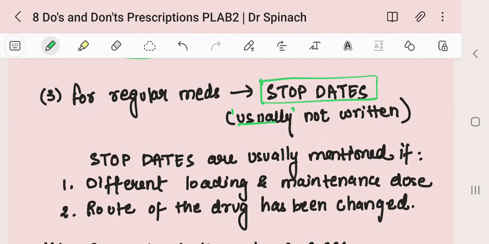Okay, now, stop dates are usually mentioned in these cases when there is a different loading or maintenance dose, or when the route of the drug has been changed. So the dose for loading and maintenance is different. So you will have to write the stop date for the loading dose and then start with the maintenance dose. Now, in case the route of the drug is different. So for the first 2 days, 3 days, you gave IV, and then for the rest of the days, you need to give only oral. So in that case, also for the IV one, you have to write the stop date as well, isn't it?